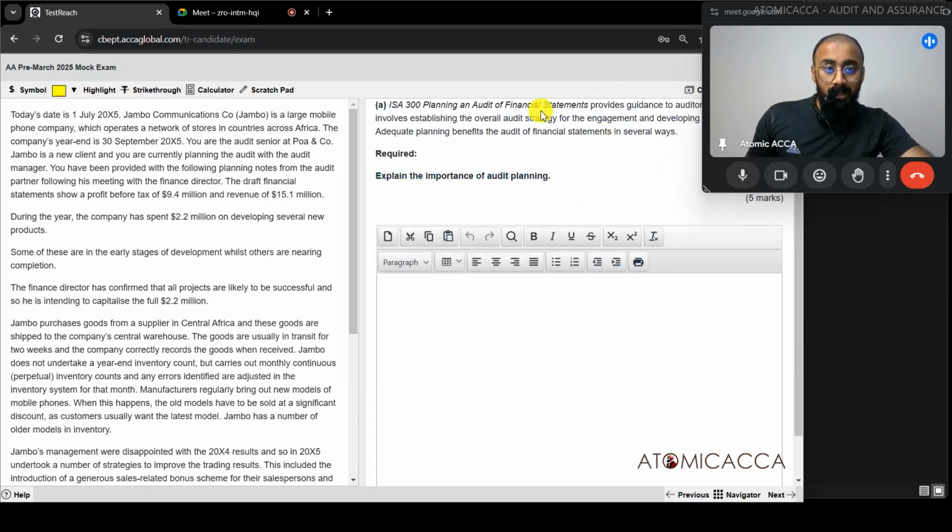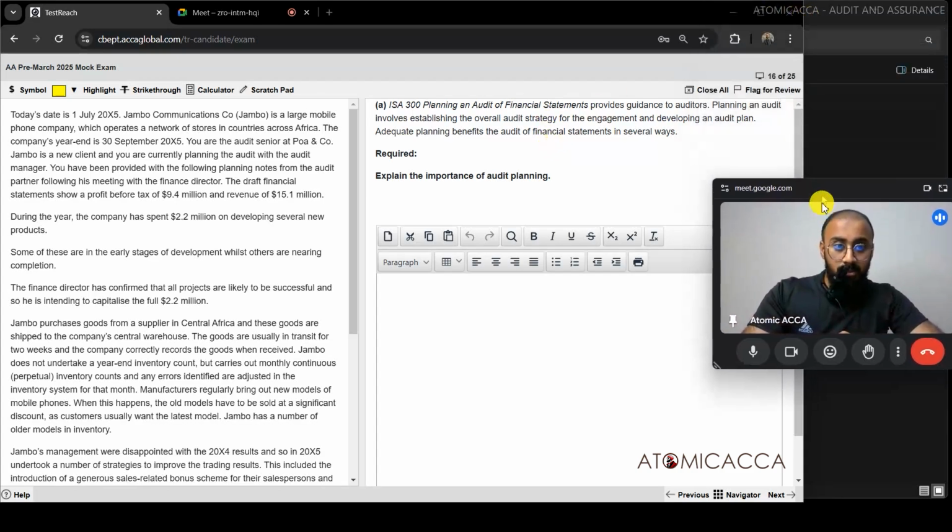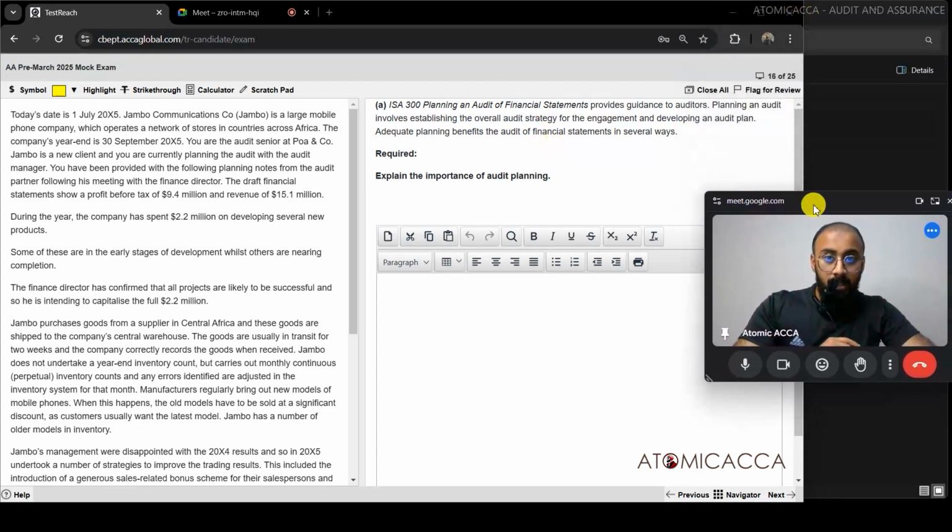Now let's quickly read this and see if it has any connection with the case study. If it's supposed to be connected to the case study, then don't read it, we'll go to the next question. Okay, so let's just quickly have a read over this. ISA 300 planning and audit of financial statements provide guidance to auditors. Planning an audit involves establishing the overall audit strategy for the engagement and developing an audit plan. Adequate planning benefits the audit of financial statements in several ways. Explain the importance of audit planning.